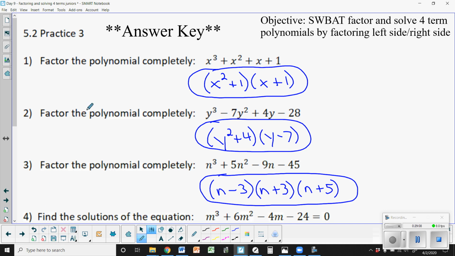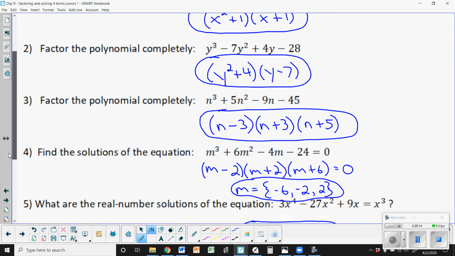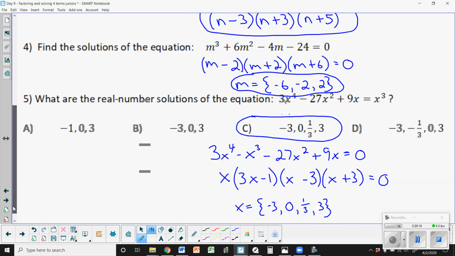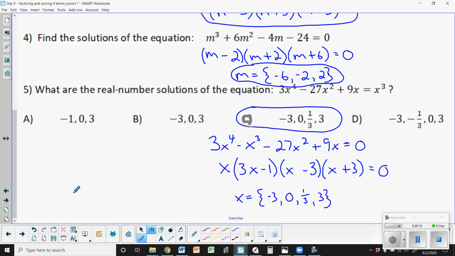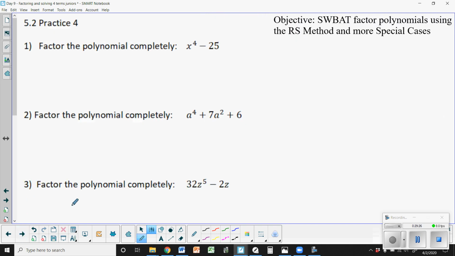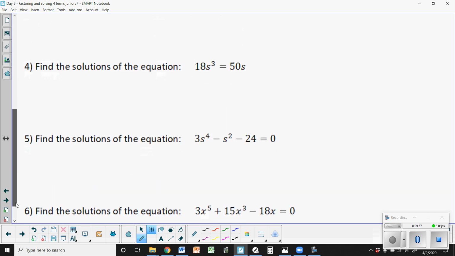So our answer key for practice 3, here's 1, 2, and 3. And then 4, 5. And then your homework assignment, we have 6 problems today. So here's 1, 2, and 3. Follow those steps that we did in class. And then here is 4, 5, and 6.